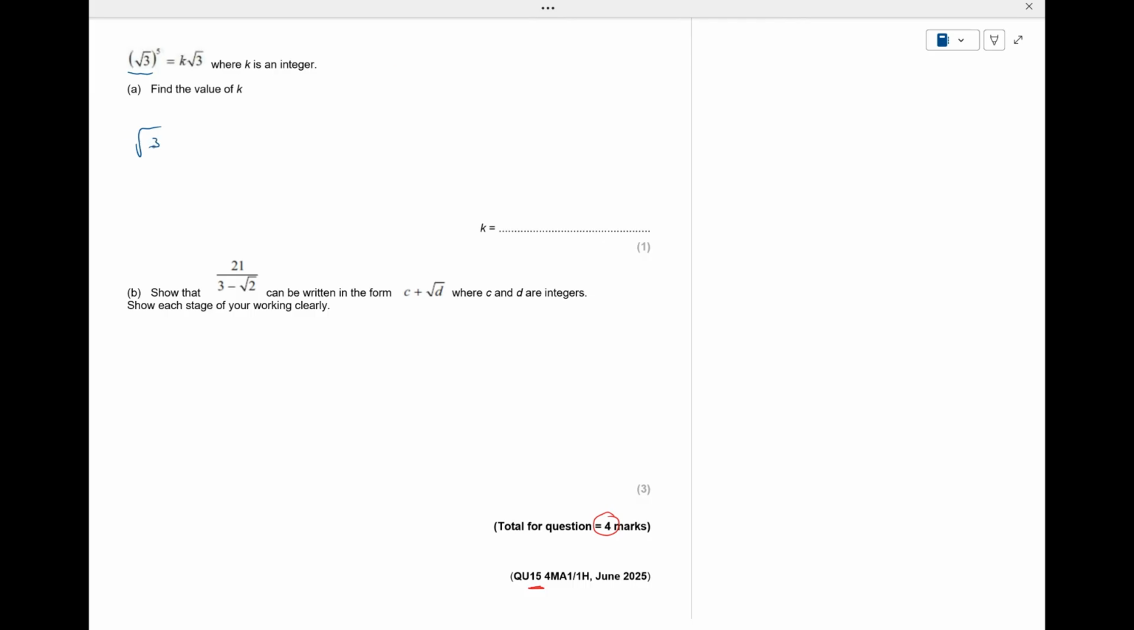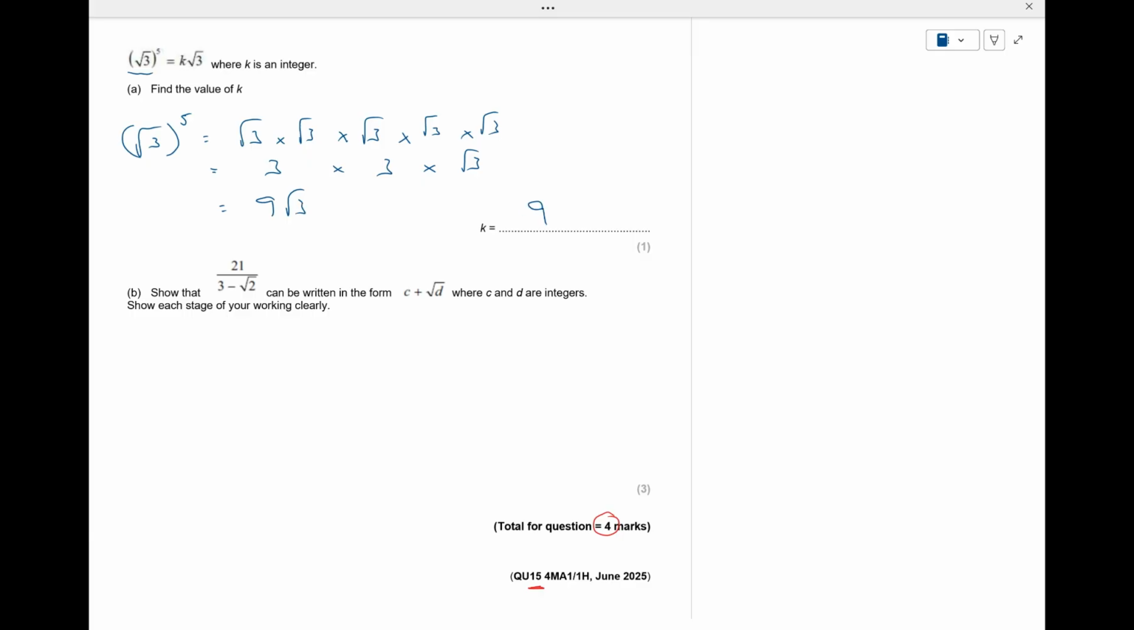So that is root 3 times root 3 times root 3 times root 3 times root 3. And that would be root 3 times root 3 is 3, right? Times root 3 times root 3 is 3 times root 3. So that is 9 root 3. So k would be 9.